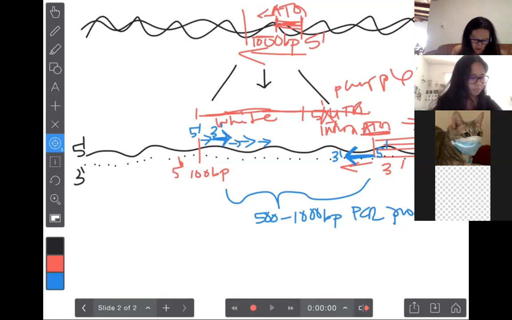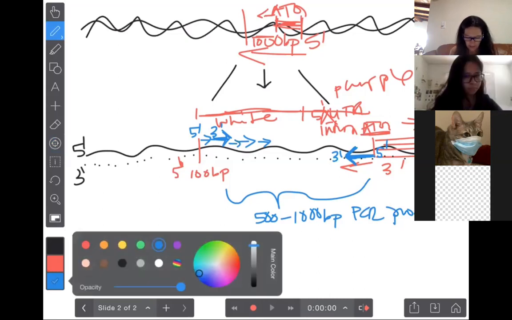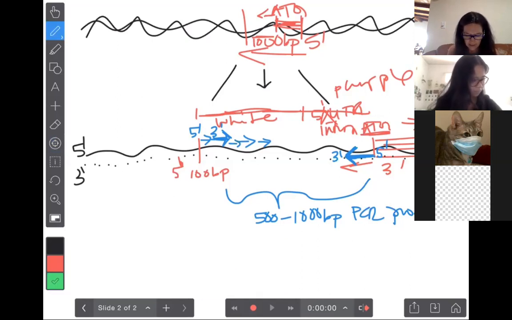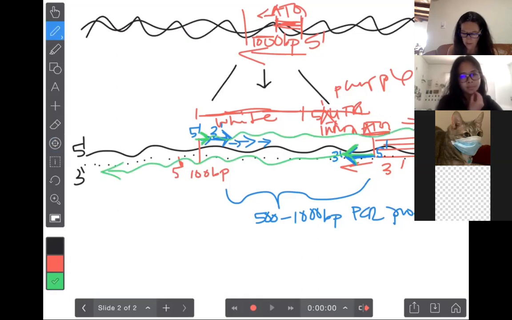So if I change colors, maybe that will be helpful. I wish they gave me more than 3 automatically. I'm sure there's some default I could do. Right, so we're going to pretend this is the primer we're using, and this is the primer we're using. And this guy's going to polymerize going this way, and this guy's going to polymerize going that way.